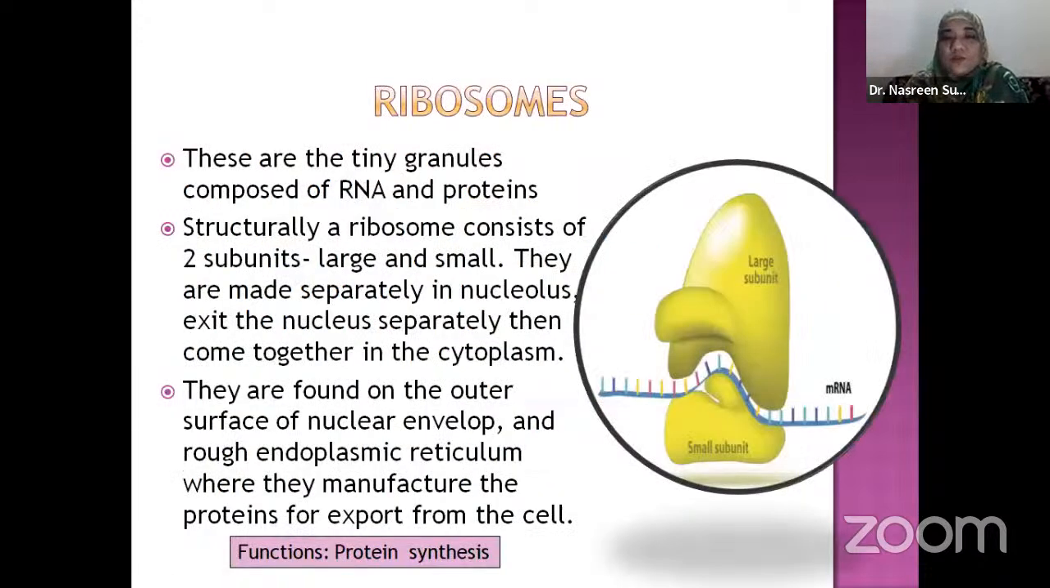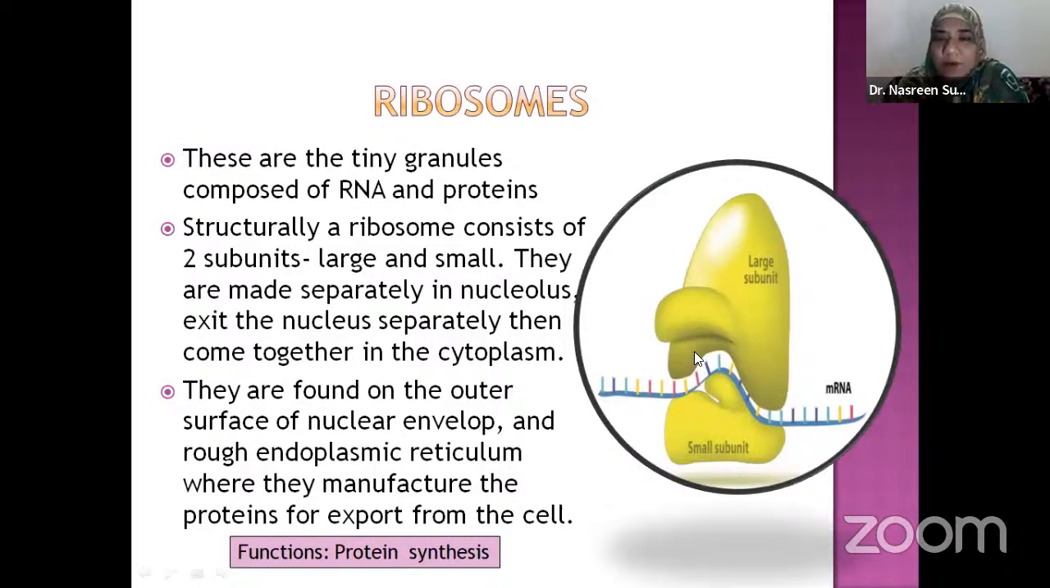Next, coming to the ribosomes, you know about the ribosomes because they are the main structures which are responsible for protein synthesis. They are tiny granules which are composed of RNA and protein, and they mainly consist of two subunits, the large subunit and the small subunit. You can see in the diagram here how they are present.